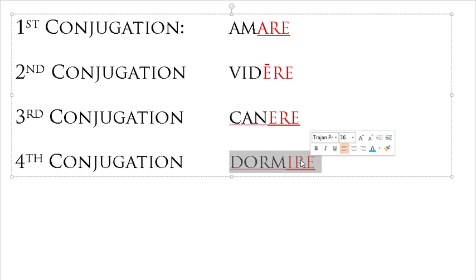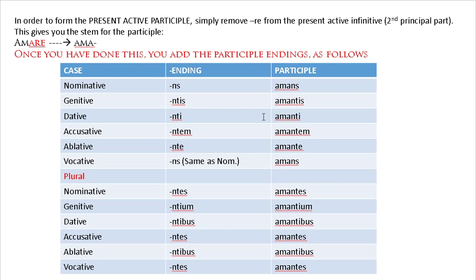Right? It will perhaps be a relief for you to hear that all of these will form the participles in exactly the same way. You don't need to remember a different set of rules for each one. All right? So you take that infinitive, your second principal part, and in order to form that present active participle, you're going to take -re off of the infinitive. So if you had the word amare, you would take off the -re, and you'd simply be left with ama.